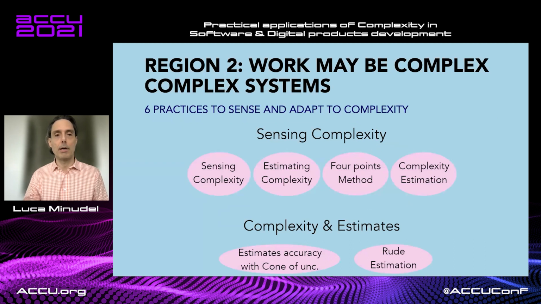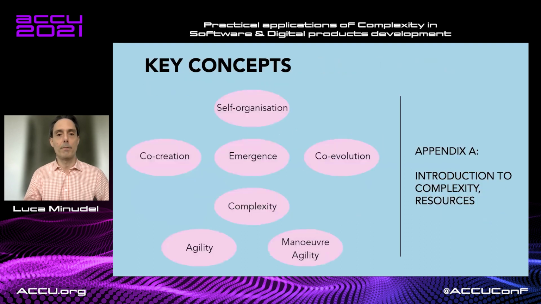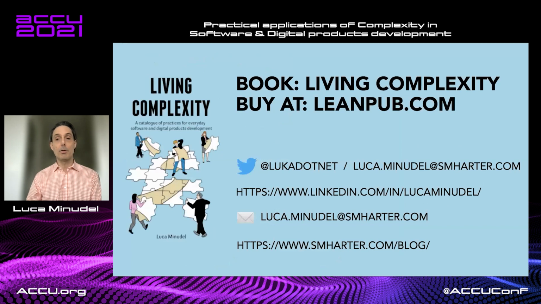Here you see another map of the second group of practices, and this is the last map of the three groups of practices. Here instead, you find all the concepts that are used in the catalog and in the related practices. We talk about many of those concepts. As I mentioned before, here you find the book. You can also find the blog where you can find the feed for more posts on complexity.